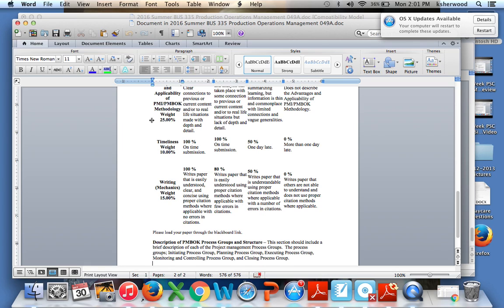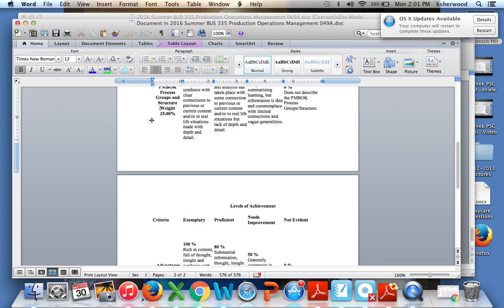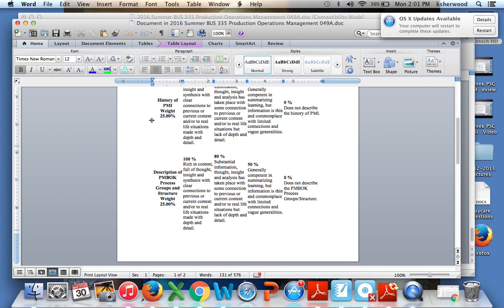This is when you're looking at the initiating process group, planning process group, executing process group, monitoring and controlling process group, and closing process group. So each one of those should have their own paragraph describing what happens during that process group, what some of the key inputs are, what some of the outputs are, what some of the tools are. Each one of those process groups should have about a paragraph describing that.